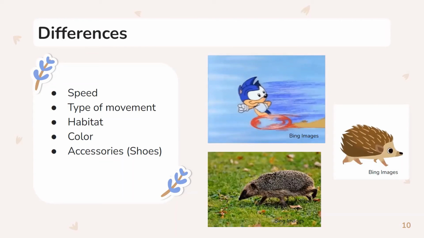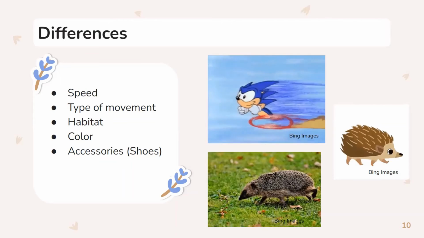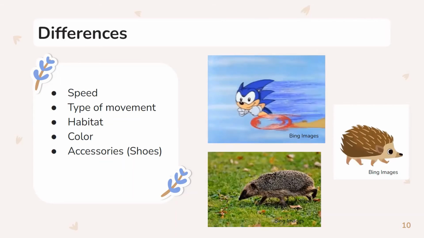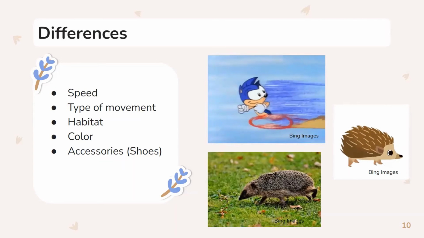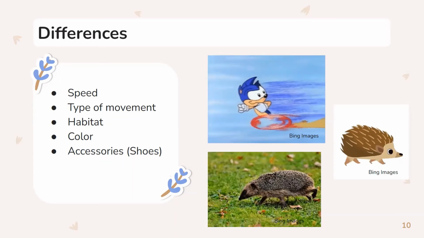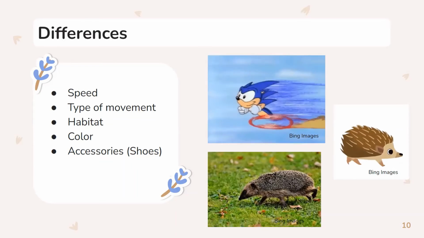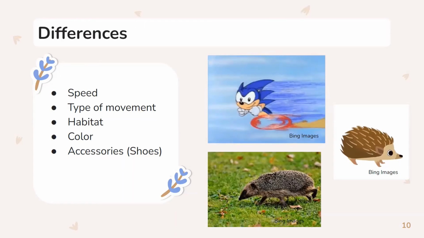Next would be the type of movement. Sonic the Hedgehog is portrayed as a bipedal organism, as we have discussed, but is actually supposed to be quadrupedal as a hedgehog.